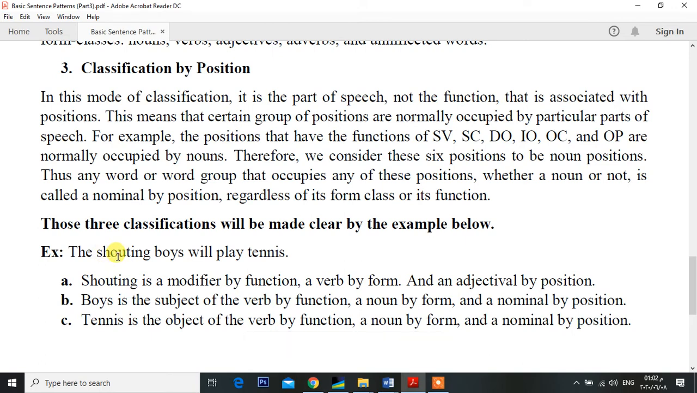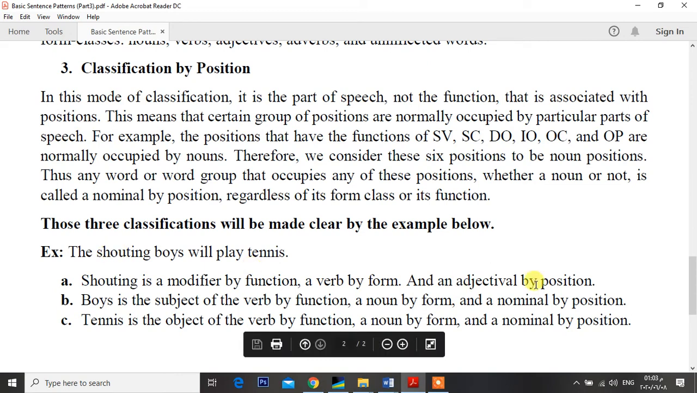The first classification is what? It is a modifier by function. The function of shouting here is a modifier. And also the form of shouting is what? A verb. Shouting, the form of it is a verb. And the position of shouting is an adjectival because it comes before the noun boys.